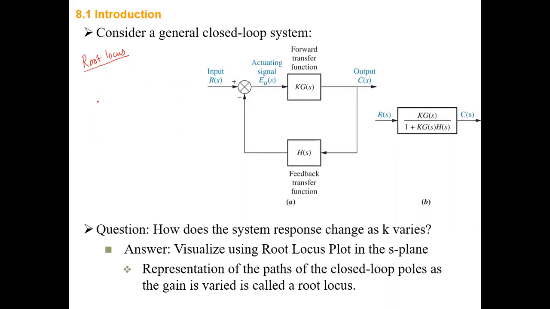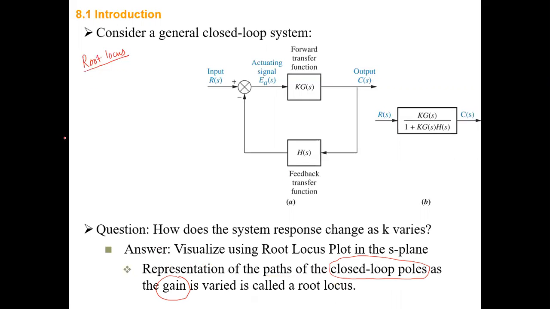So first of all, what is root locus? Root locus is the path of closed loop poles as the gain varies. So let's focus on this definition. The path of the closed loop poles, as a function of gain. That's your root locus, okay?